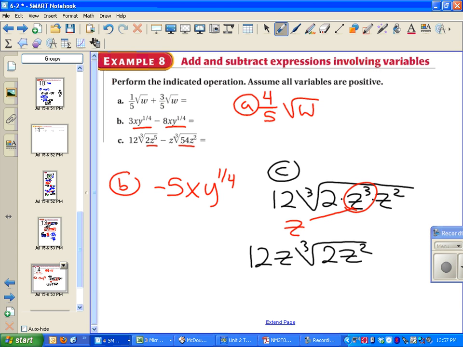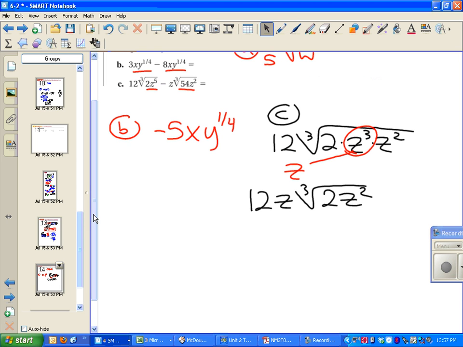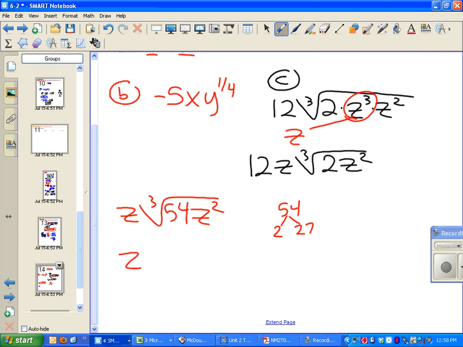So that's the first part, and we'll keep that there. The second part is z times the cube root of 54z squared. Okay, so 54 is going to break down. We broke that down before, but that would be 2 and 27. And so to shortcut a little bit, I know the cube root of 27 is 3. So 3 comes out to play. And what's left inside is 2z squared.